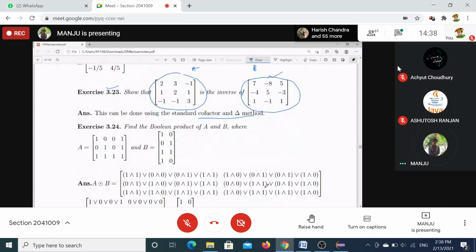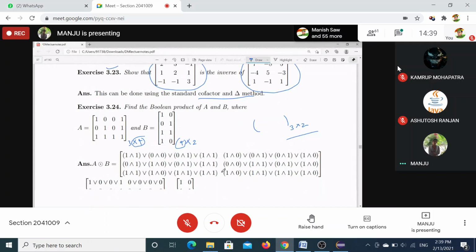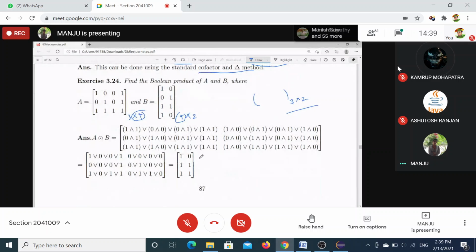Any doubt? No, ma'am. Then we did this one, find the Boolean product of A and B, where A is 3 by 4. How many columns are there? This should be 4 by 2. So here it is the same. So the Boolean product of A and B will be 3 cross 2. Clear? Yes, ma'am.